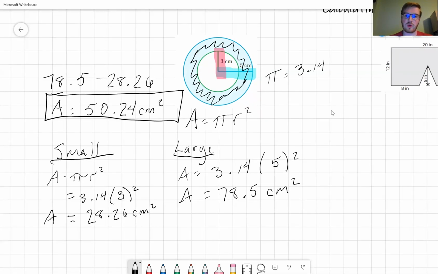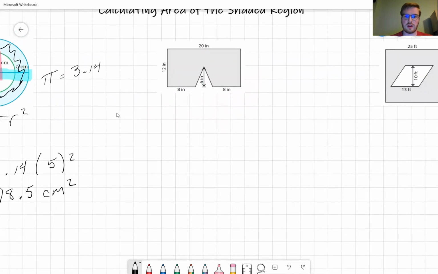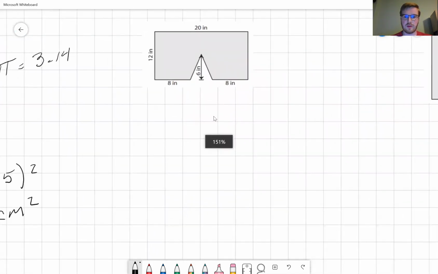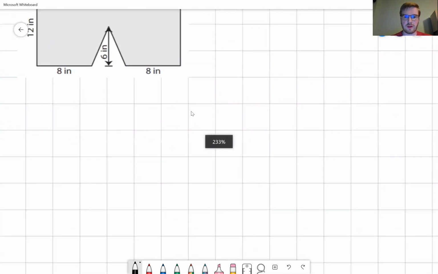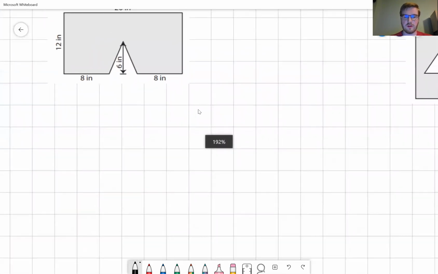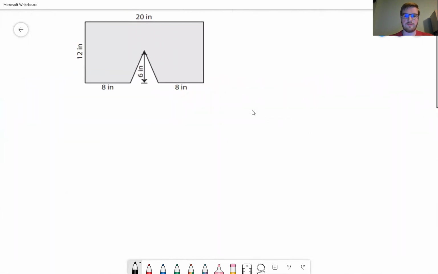All right, so we're going to move over here to this next one. Let me zoom in on that, so that we're only looking at that one. We can tell that we have two different shapes here. We've got a rectangle.